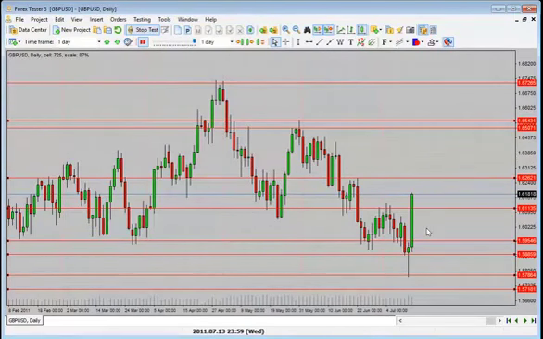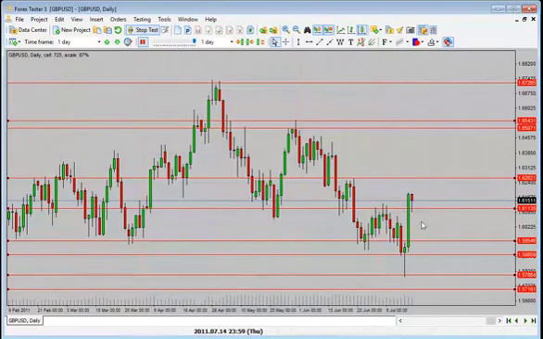Okay, so here I would be looking for a pullback because it is a big candle. So I'd be looking for a pullback into this support level, or resistance turned support, and then a continuation move to the upside to the next resistance level. The bias is to the upside. But when we have such big candles, sometimes they can pull back. So we have to be careful, but I am looking for price to move to the next level. Okay, so let's take a look.